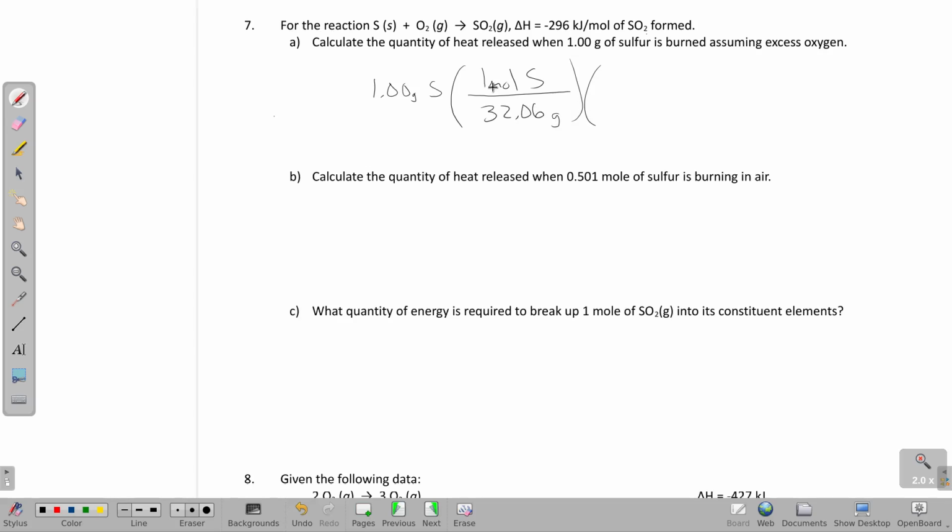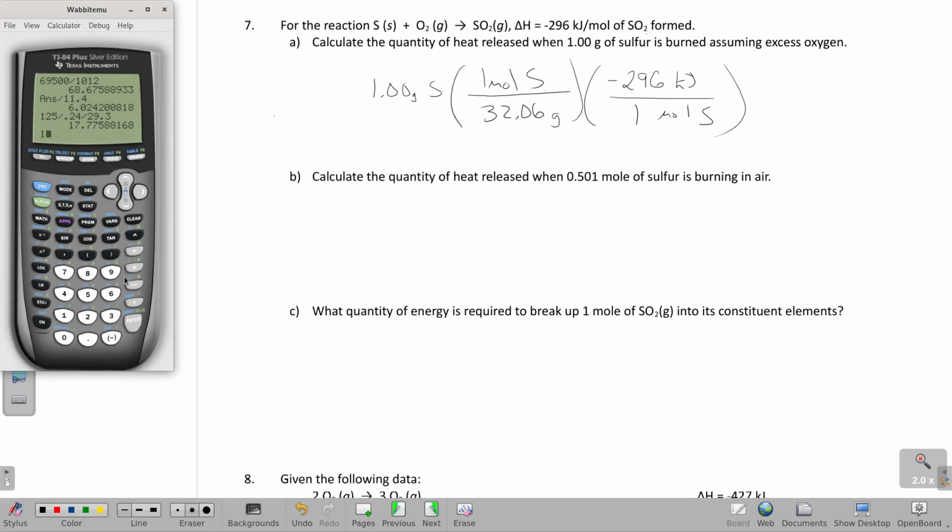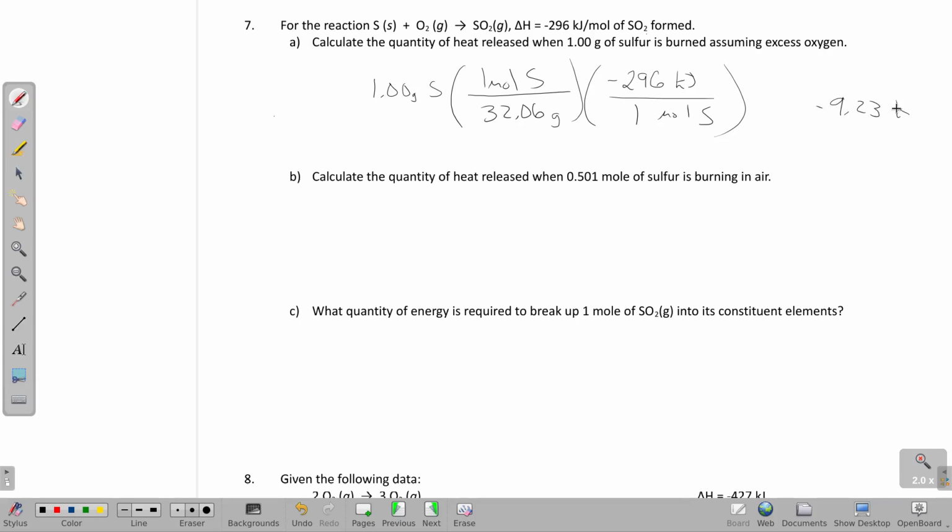Now that I have moles, I can use this equation and that delta H as a conversion factor, because it says 296 kilojoules per mole. Now it does say SO2 form, but that's also the amount of sulfur that's being used up in that balanced equation. So that's all we have to do here. We just take our 1, divide it by 32.06 to get the moles, and then multiply that by negative 296. And we get the answer of negative 9.23. And that'll be kilojoules.